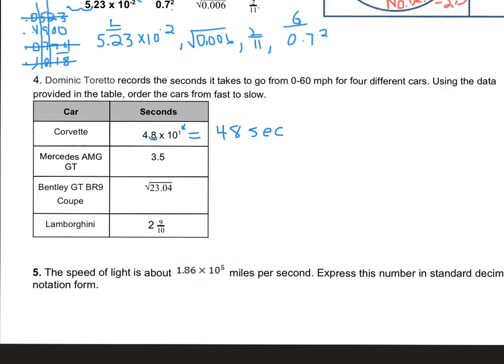So here's the Mercedes-Benz. Don't have to worry too much about the Mercedes-Benz. It stays the same. Then I type in for the Bentley Coupe, square root of 23.04 in my calculator, and I get approximately 4.8 seconds. Then I type in 2 plus 9 tenths, and that gives me 2.9 seconds.